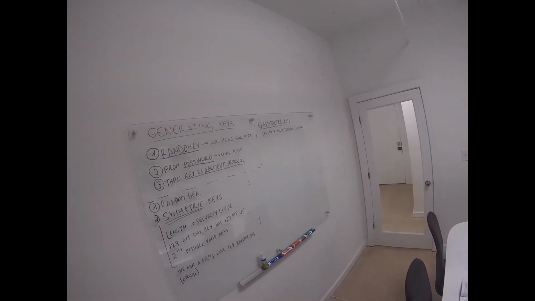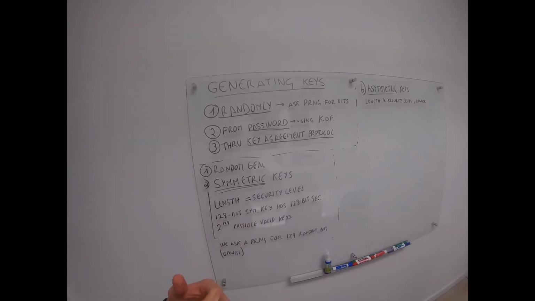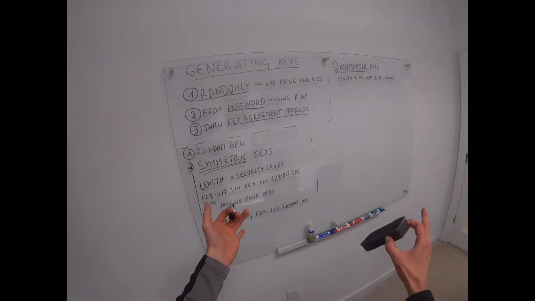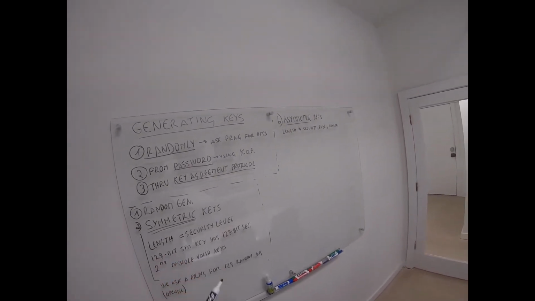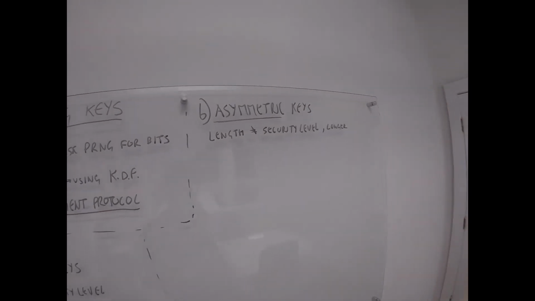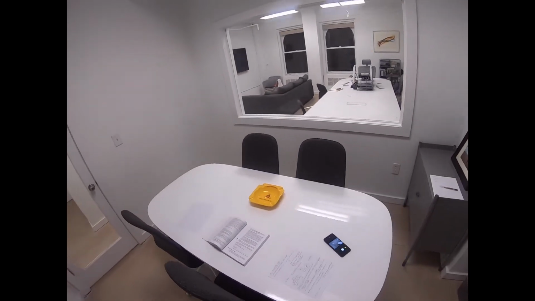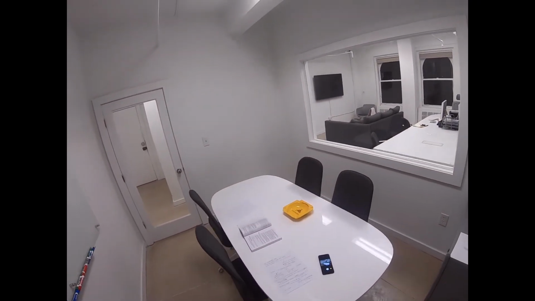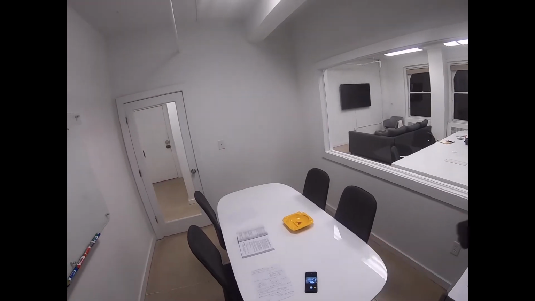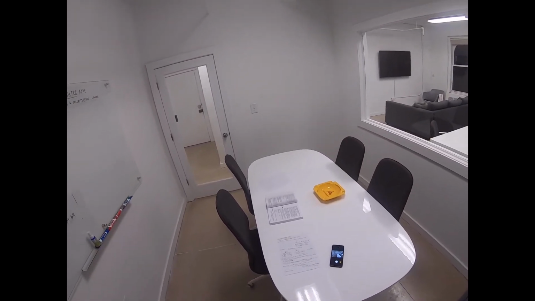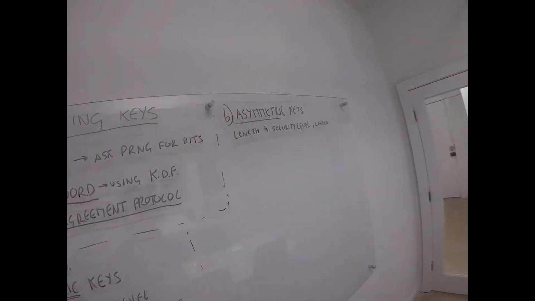Why? Why isn't it as straightforward as puking out random bits and that's my key? Why is it a bit trickier to generate? Well, you can't just get a bunch of random bits, put them together, and have an asymmetric key. No, because asymmetric keys are not random bits.